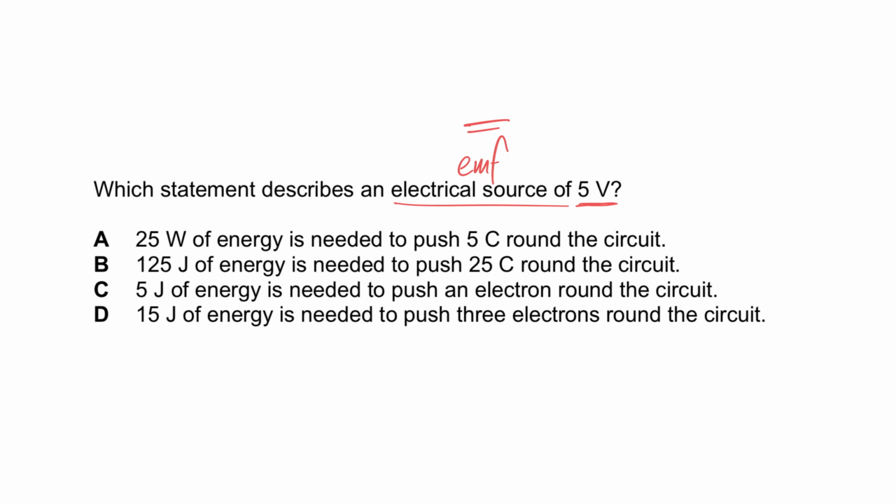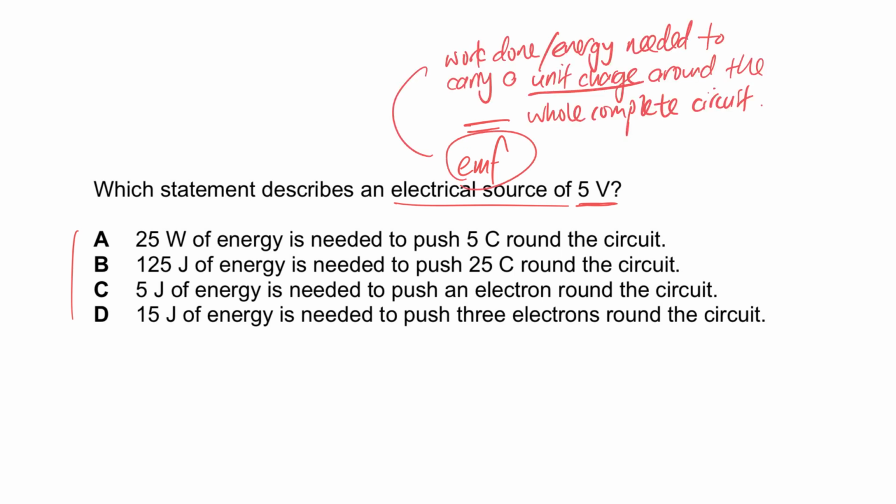But for this question, the options are a bit different. So let's look at the basics first. What is EMF? The definition you must know is the work done or energy needed to carry a unit charge, and the unit charge literally means one coulomb of charge, around the whole complete circuit. So if they were to ask you what you mean by EMF of 5 volt, that means you need 5 joules of energy to drive a unit charge around the whole complete circuit.